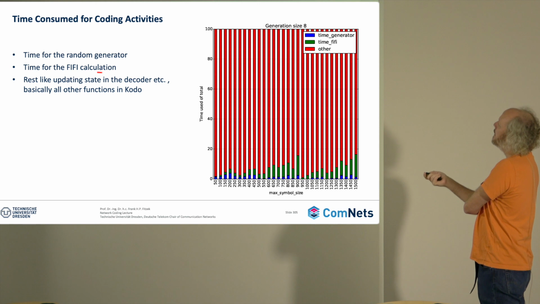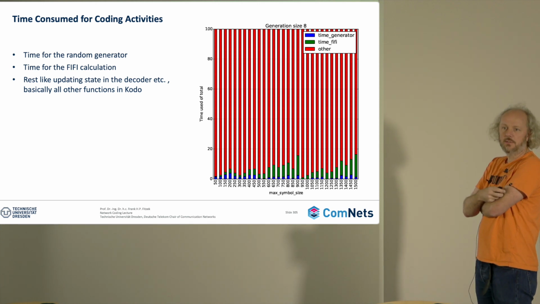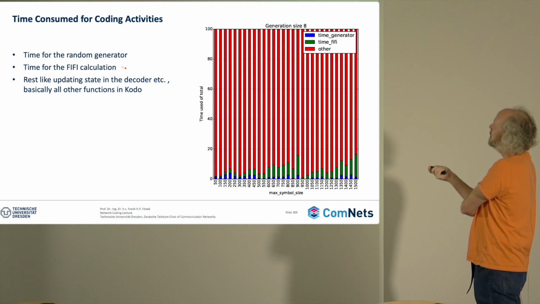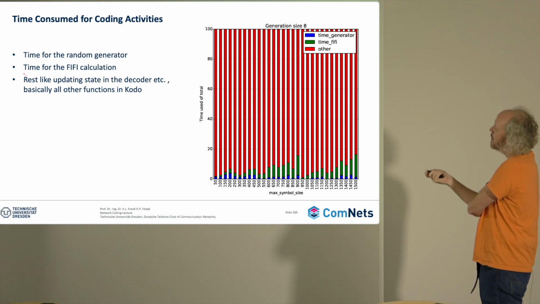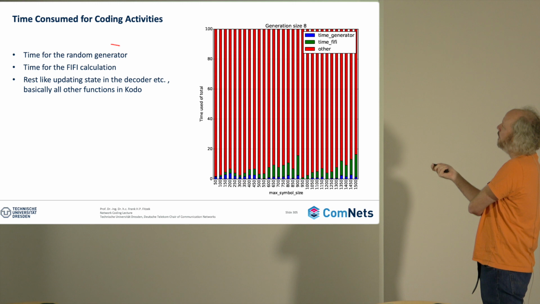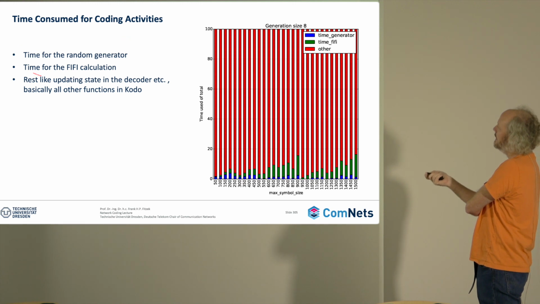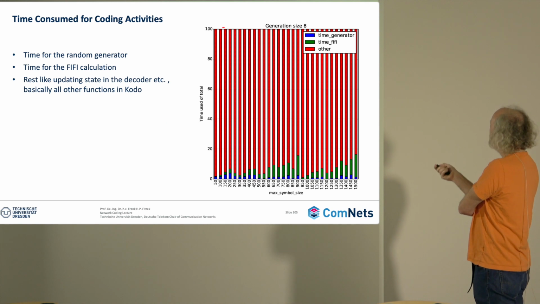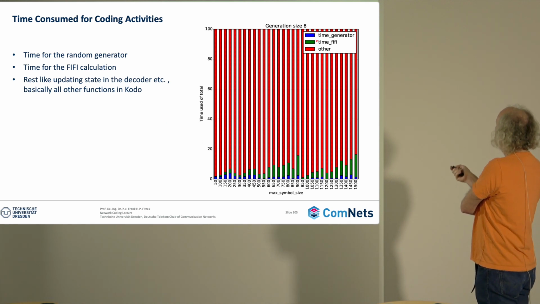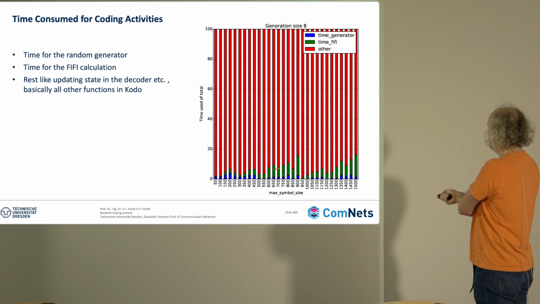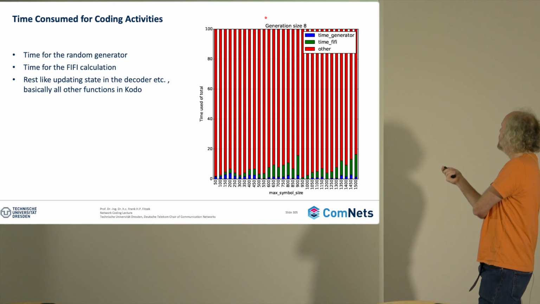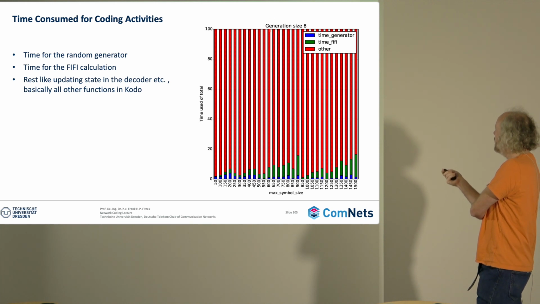And then we have some finite field calculations. All this inverse, multiplication, addition, subtraction. This is actually the coding, right? This is filling up the matrix. This is the calculation. And then there is some other stuff. So red means other, green is the time for computing, and blue is generating random numbers. This was for a generation size of 8.